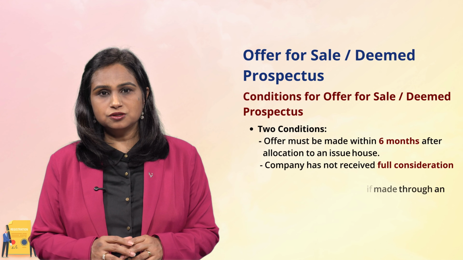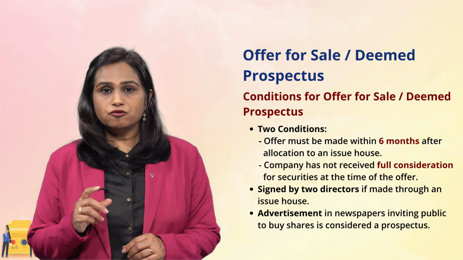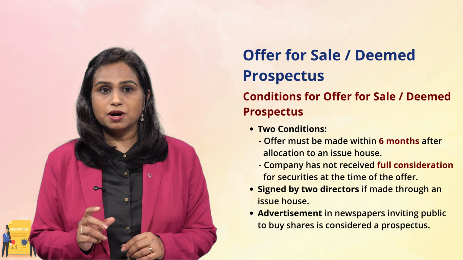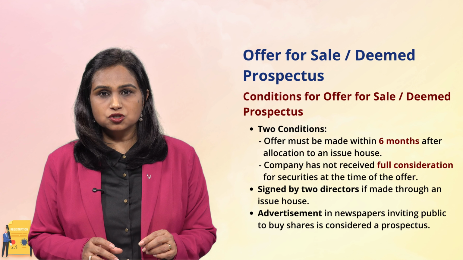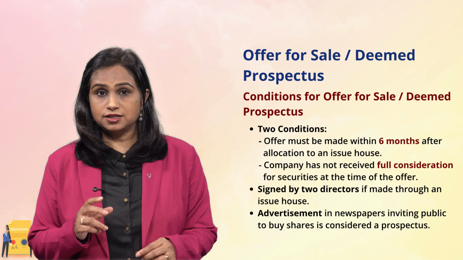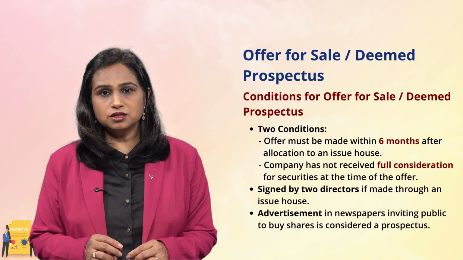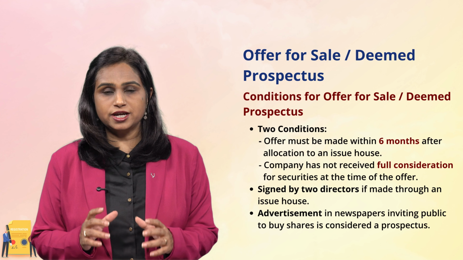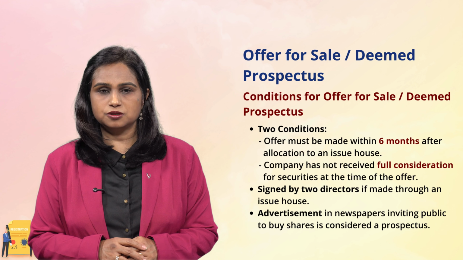There are two conditions that must be met. The offer for sale to the public must be made within 6 months after the allotment or agreement to allot to an issue house. And second condition, at the time the offer is made, the company has not yet received the full consideration for the securities.